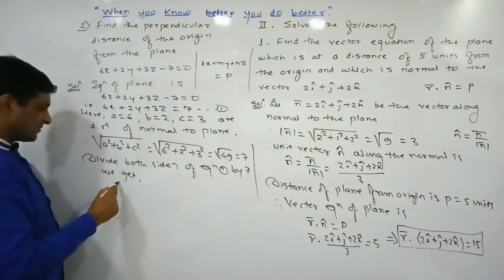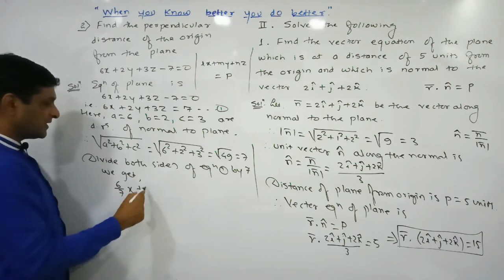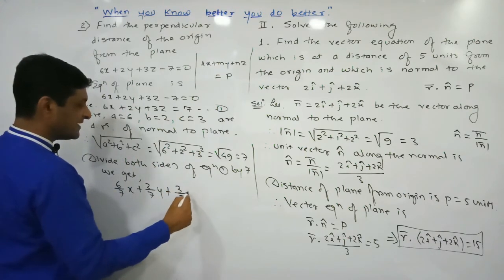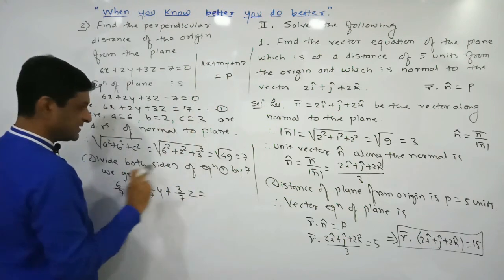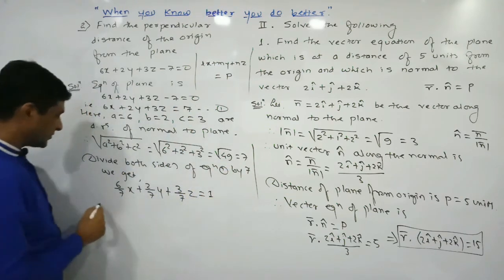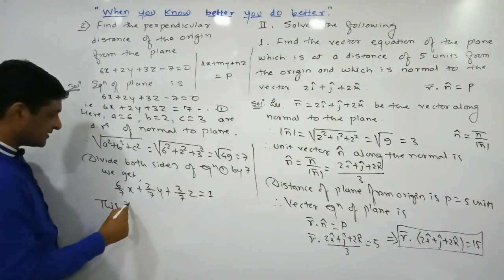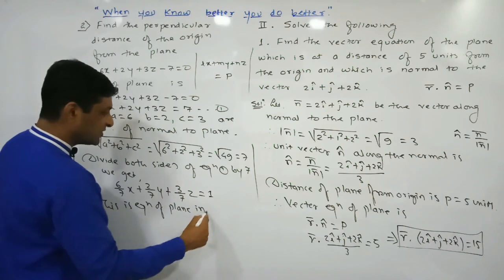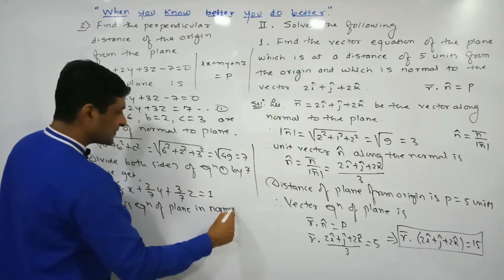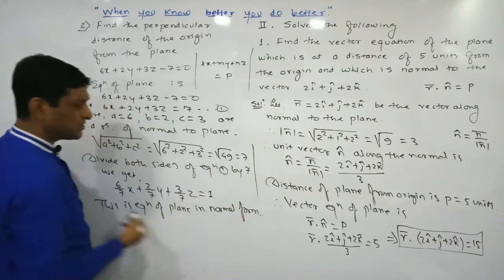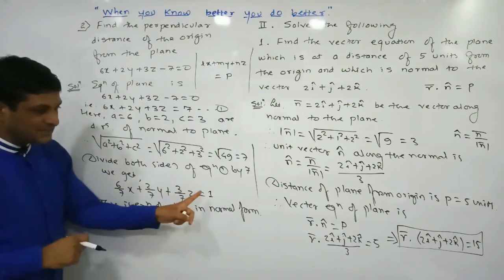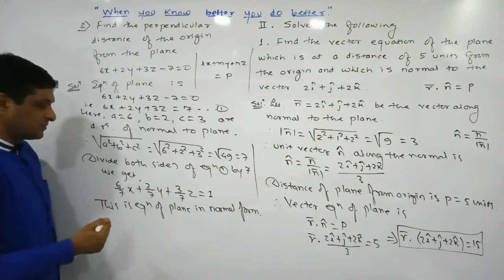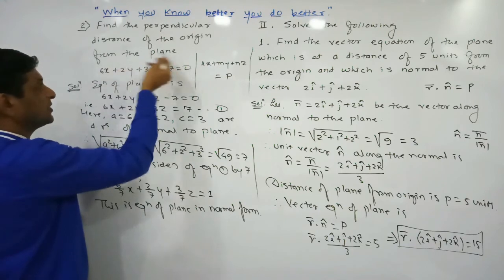If we divide both sides of this equation by 7, let us see what result we get. We get 6 by 7 x plus 2 by 7 y plus 3 by 7 z, and on this side 7 upon 7 is equal to 1. So this is the equation of the plane in normal form. Once the equation of the plane in normal form is known to us, the value on the right hand side is nothing but the distance of the plane from the origin, or the distance of the origin from the plane.